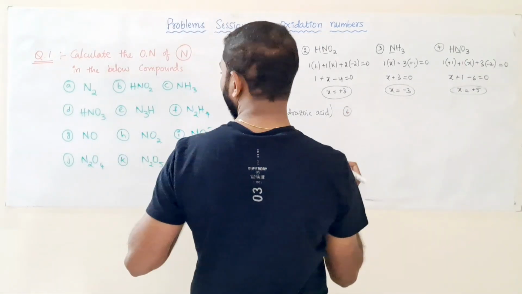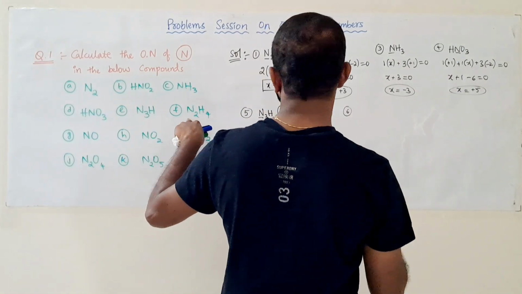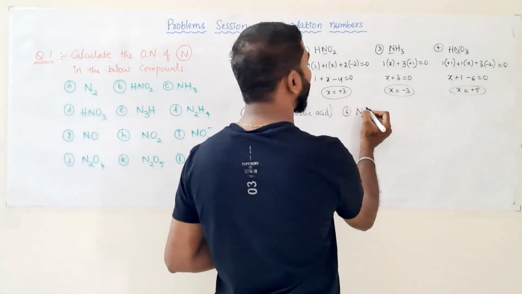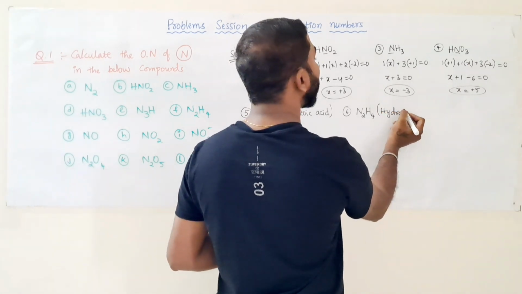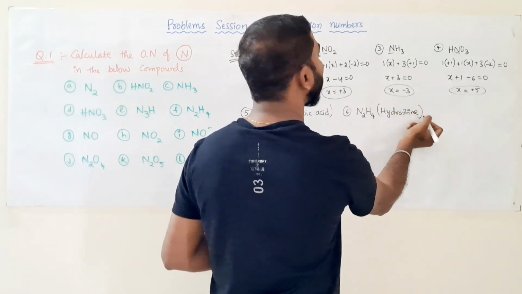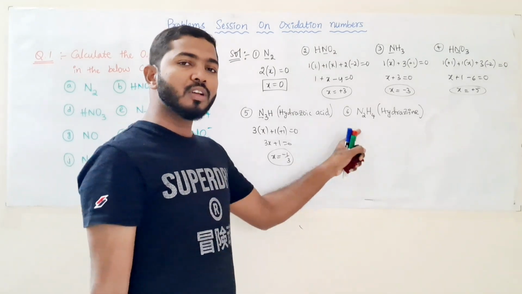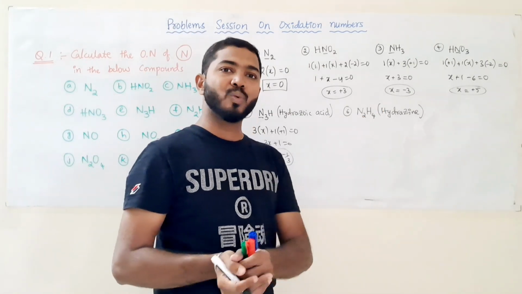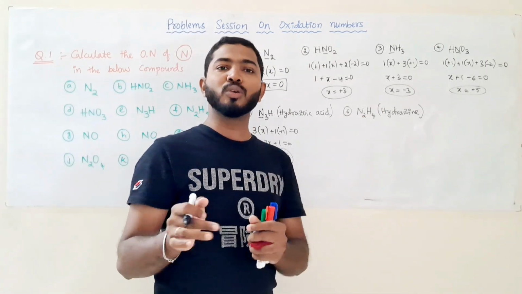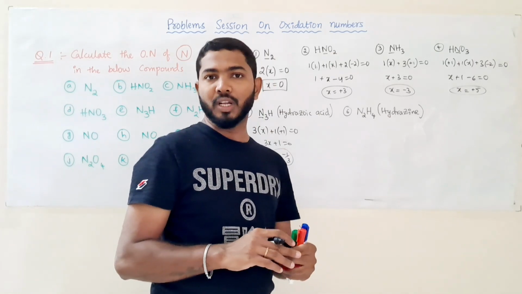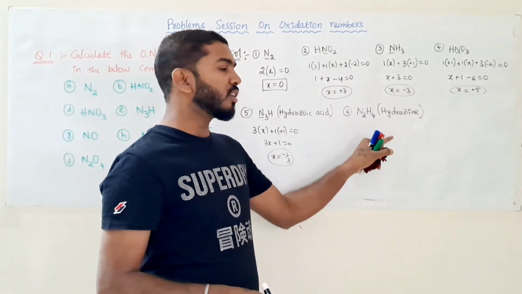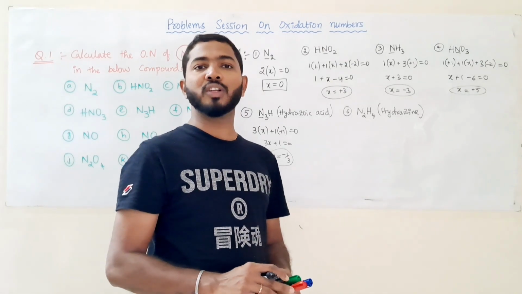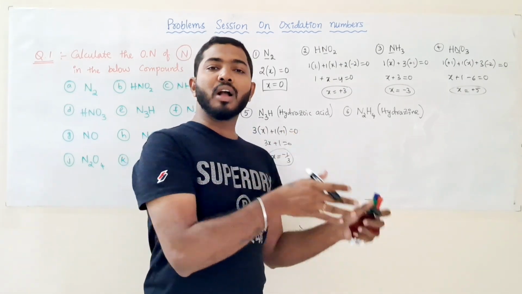And then the next one, the sixth one, is N2H4, and this compound is called hydrazine. The importance of this compound is that we use it in organic chemistry in converting carbonyl compounds into alkanes especially, which is called the Wolff-Kishner reduction. So we use this hydrazine in the Wolff-Kishner reduction in reducing carbonyl compounds.